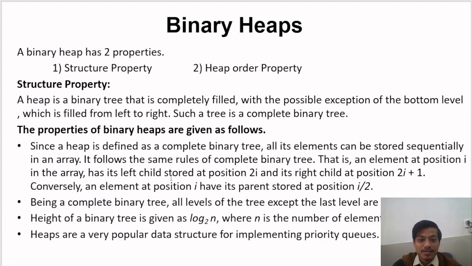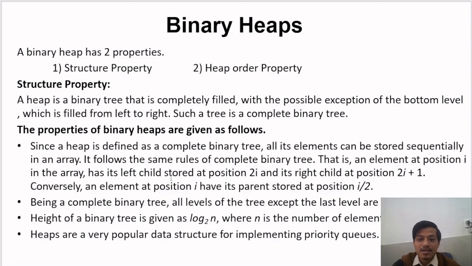A heap is a binary tree that is completely filled, with the possible exception of the bottom level, which is filled from left to right. Such a tree is a complete binary tree, as we know. We have to fill from left to right. Until your structure property is achieved, you cannot build a binary heap.